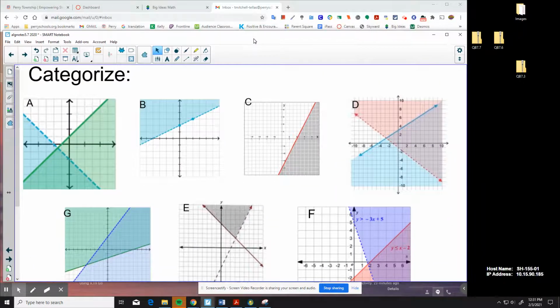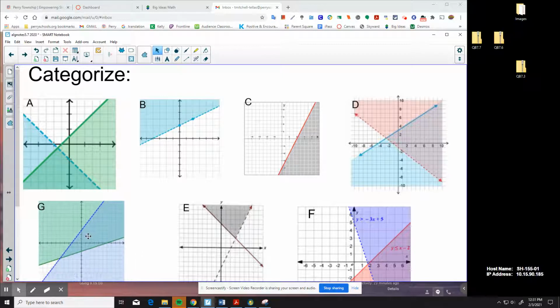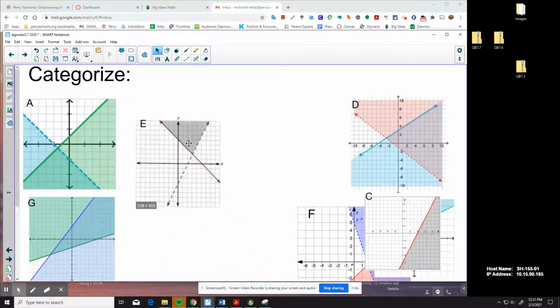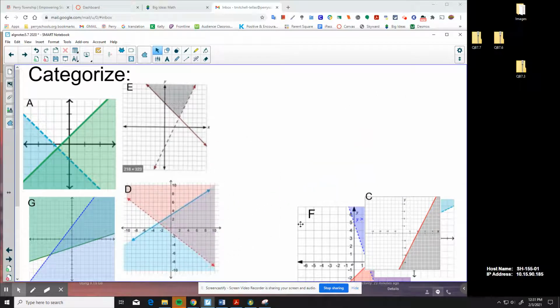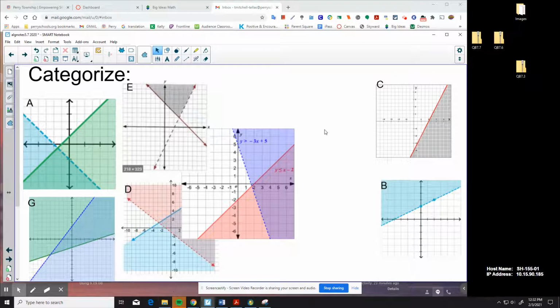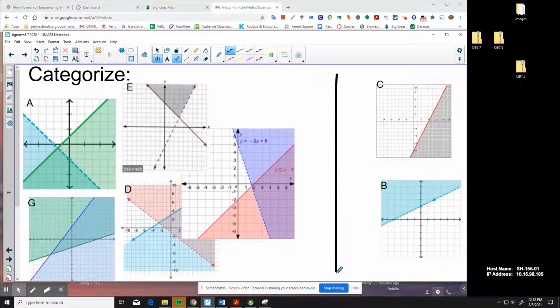So if you look at this picture, the pictures of the categorization page, you can see that some of them have 2 lines on them. Some of them only have 1 line on them, but every one of them has shading. So if I were going to categorize these, I think I would put the ones that had 2 lines together and the ones that have 1 line together. So these over here would be like 5.6, what we did last week, because there's just 1 line with shading.